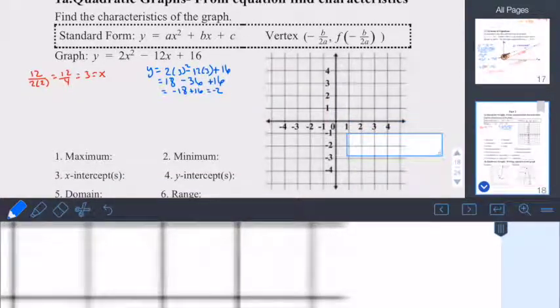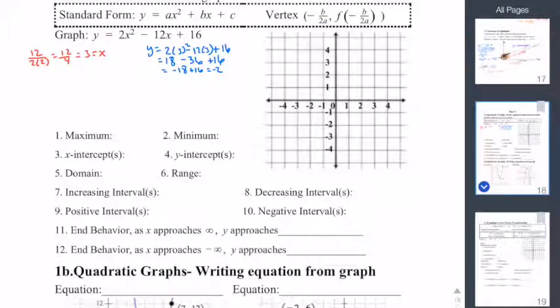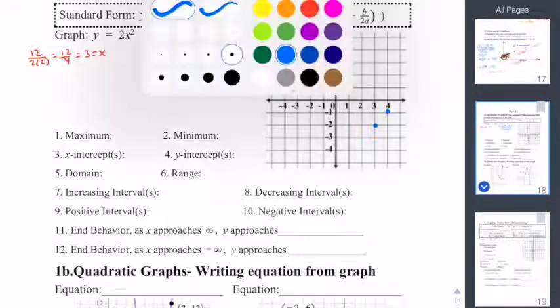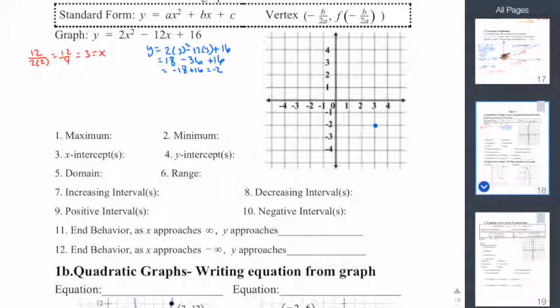So our vertex is 3, negative 2. So 3, negative 2 is here. Typically we go over 1 up 1, but we're multiplying it by 2 because our a value is 2. So I'm going to go over 1 up 2, over 1 up 2, and then instead of going over 2 up 4, we're going to go up 8 because remember we're doubling from our a. So over 2 up 8, and the symmetry on the other side. So there's a rough sketch.